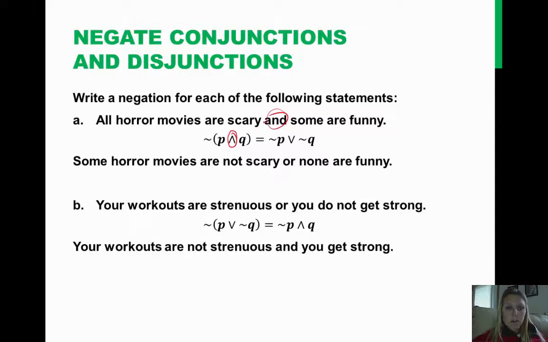Look at B. Your workouts are strenuous, or you do not get strong. So in this case, we'd have P or not Q because we have a not here. Now, when we negate it, we negate the P, and the negated Q will become positive. So we go from or to and. Your workouts are not strenuous, and you get strong.